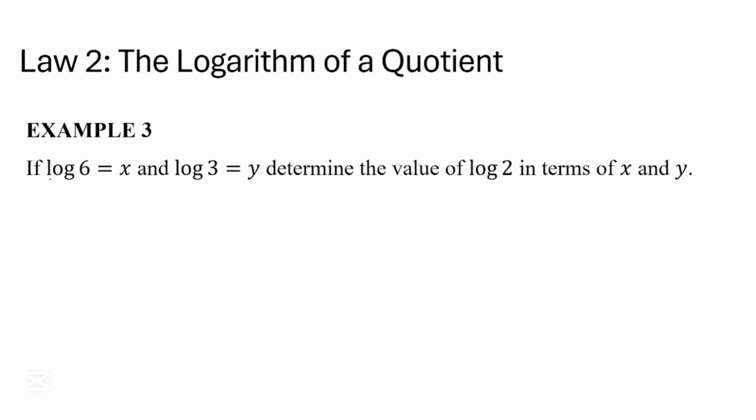Log of 6 to base 10 is equal to x, and log of 3 to base 10 is equal to y. Determine the value of log 2 to base 10 in terms of x and y, right? How can we get 2 from 6 and 3? We have to say 6 divided by 3. So we can say log 2 is equal to log 6 divided by 3, isn't it?